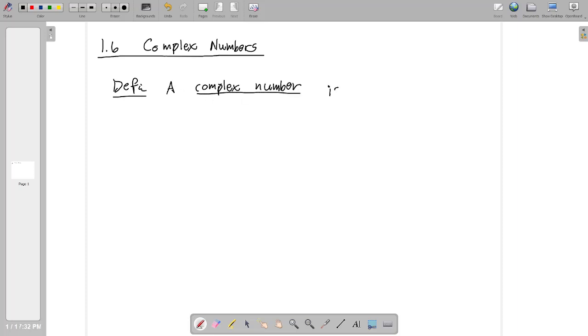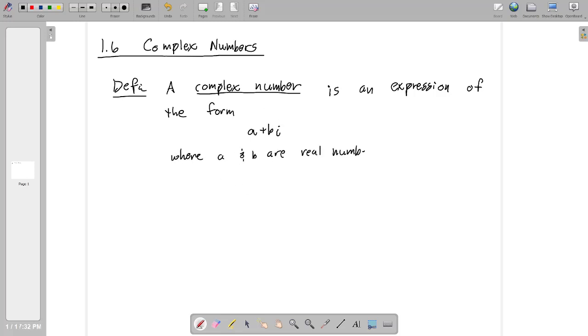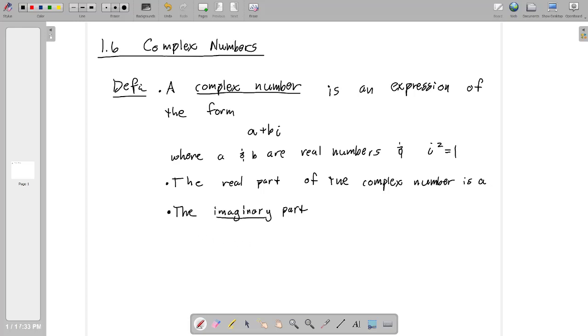A complex number is an expression of the form a plus bi, where a and b are real numbers and i squared is equal to -1. The real part of the complex number is a. The imaginary part of the complex number is b. Now I want to note here that the imaginary part is just b. It's not bi, it's just b. It's the coefficient on the i term.